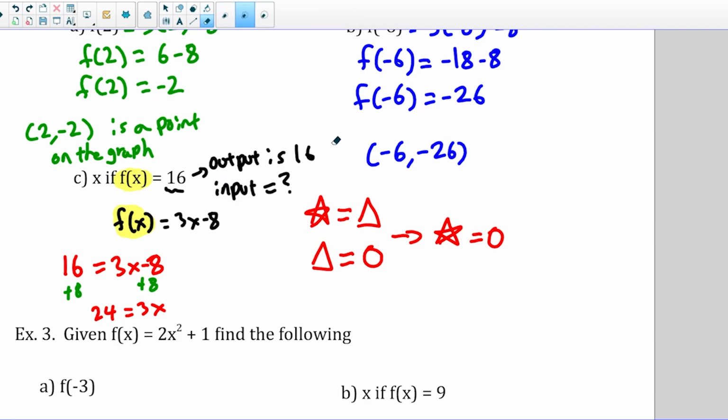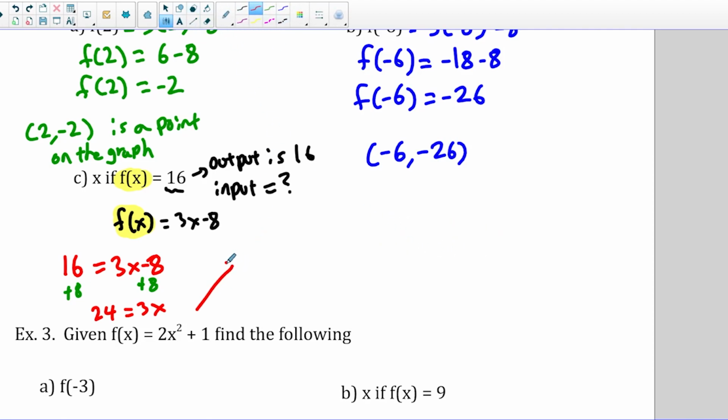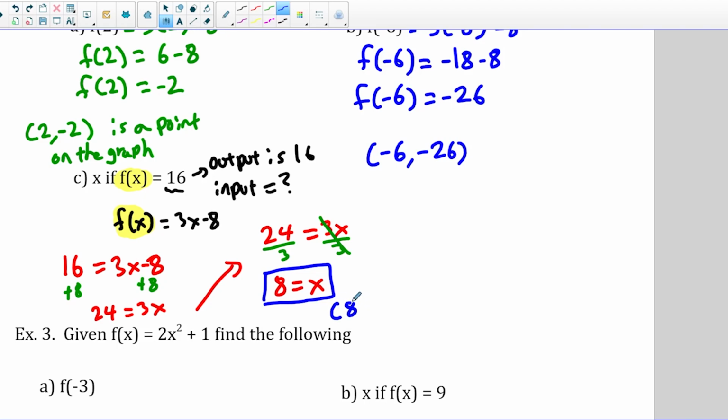And then let's get rid of some of this stuff over here. Let's get rid of all of this, and let's bring our work over here. So we said 24 is equal to 3x. To get rid of the 3 here, we're going to divide both sides by 3. We'll get rid of that, and we'll divide the left side by 3 as well. And we know that 24 divided by 3 is 8. So this tells me that my input is going to be 8 when I have an output of 16. So I can essentially say that I will have a point of (8, 16) on my graph.